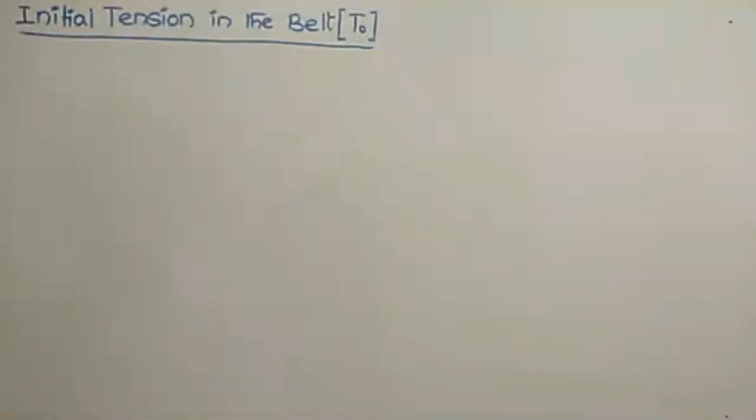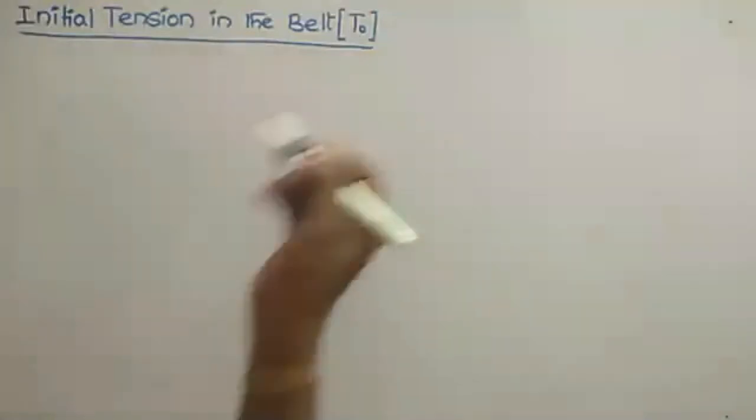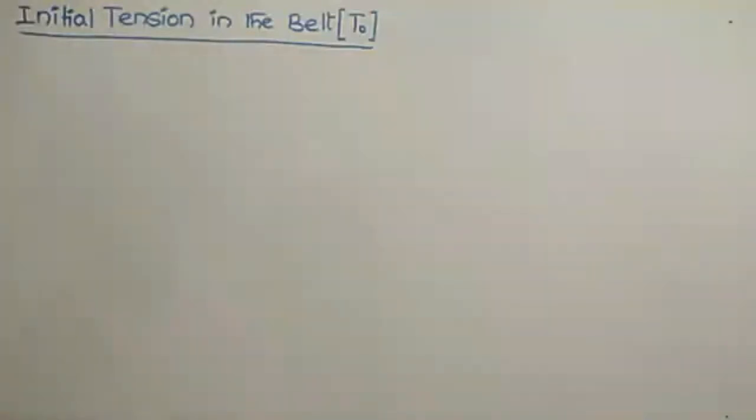To increase this frictional grip, the belt is tightened. At this stage, even if the pulleys or the belt are stationary, the belt is subjected to some amount of tension due to the tightening. The tension developed in the belt due to its tightening at the initial stage is called initial tension in the belt, and it is designated with T0. So that's how the initial tension in the belt can be defined.